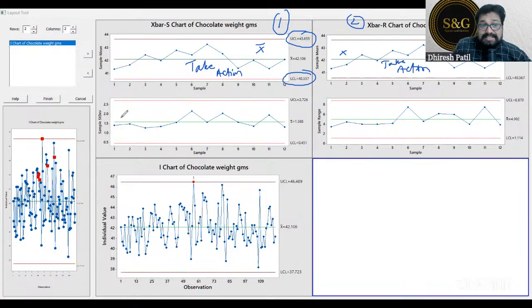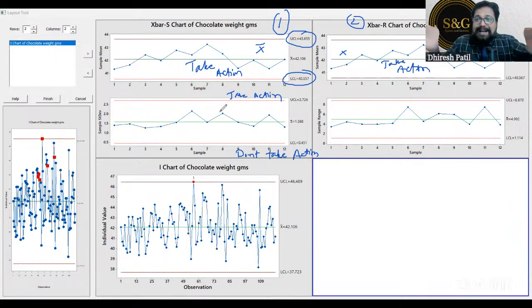But in the case of standard deviation and the range, which are measuring the variation, if it goes above the control limit, take action. If it goes below the control limit, don't take action, because when the standard deviation chart goes below the control limit, that is indicating that your standard deviation is reducing, which is what we are expecting from the process, which is what we are actually doing. So don't bring it up again. How many of you got it now? Don't bring your lower standard deviation up again. We don't want to increase its variation.